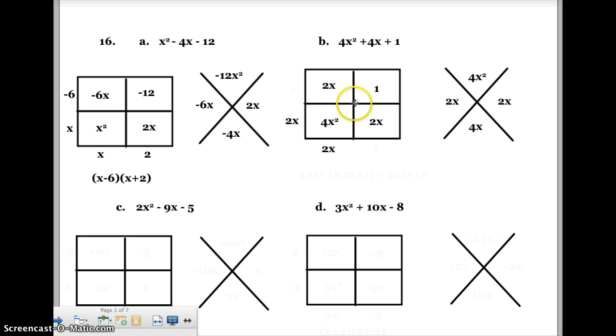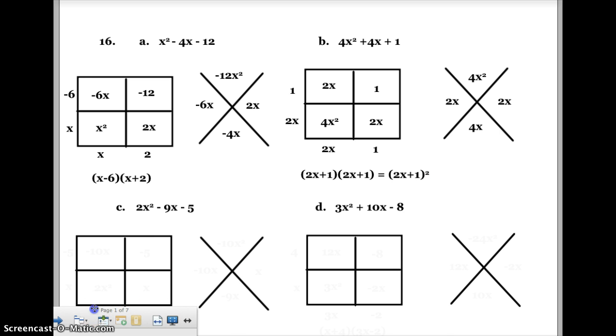Well, if this is 2x, because that's 2x, this length has to be 1. And if this is 2x, because it's a rectangle and that's 2x, this length has to be 1. So I can write this sum as a product of 2x plus 1 times 2x plus 1. Or another way to say that is 2x plus 1 quantity squared.